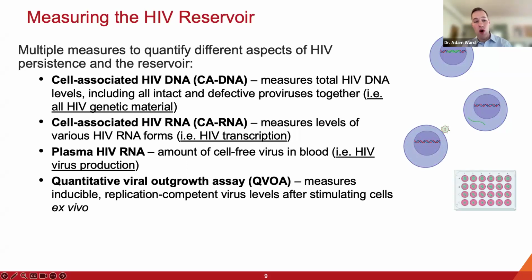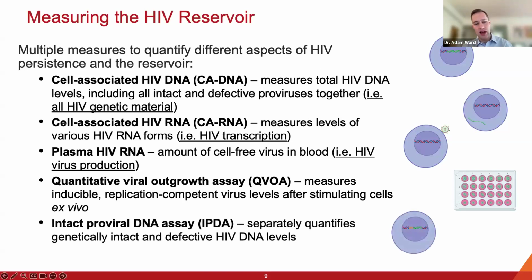There is an assay called the quantitative viral outgrowth assay. This measures what we call inducible replication-competent virus levels. So here we take cells from blood from a person living with HIV. We put them in a cell culture dish. We stimulate those cells with different agents, what we call ex vivo, and we try to see how much HIV grows out of those cells. And so this measure provides a definitive minimum estimate of the rebound-competent reservoir size.